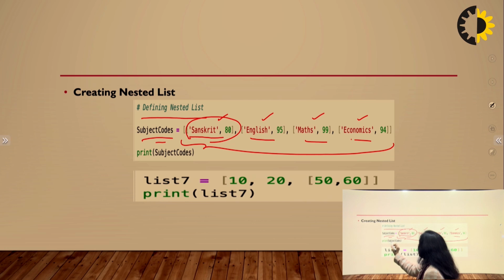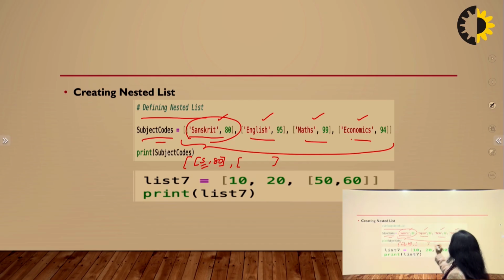When we print the subject_codes, we will get the same value that is written here. The value number 1 is Sanskrit, 80. I am writing it in short. It is as written here: Sanskrit, 80, English, 95 and like this. All this will be printed with separate lists inside it.